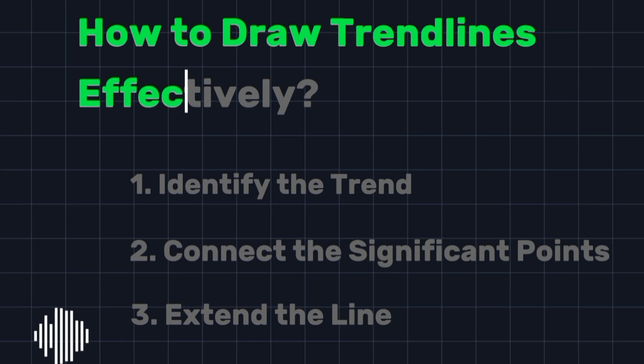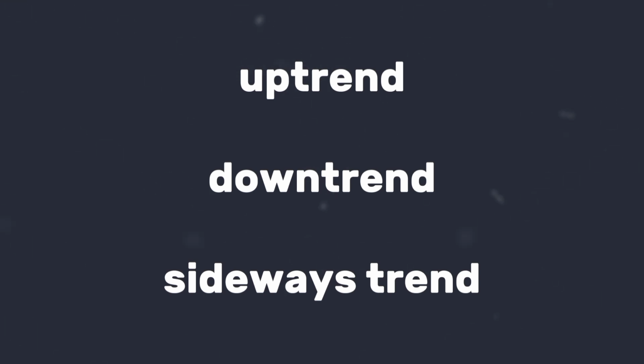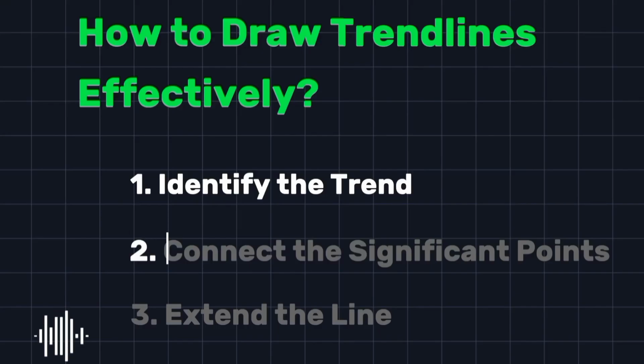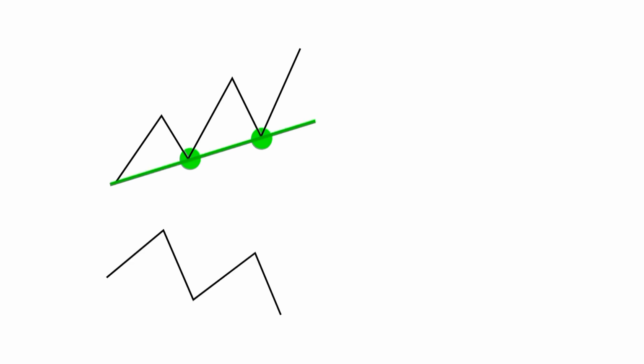How to draw trend lines effectively. 1. Identify the trend. Determine if the market is in an uptrend, downtrend, or sideways trend. 2. Connect the significant points. For an uptrend, draw the line along two or more higher lows. For a downtrend, connect two or more lower highs. The trend line should touch as many price points as possible without cutting through the price action.